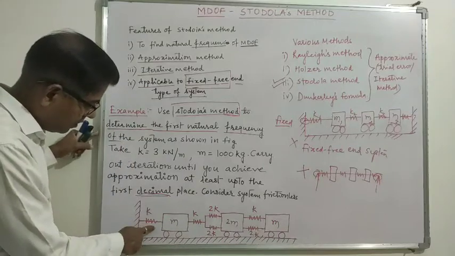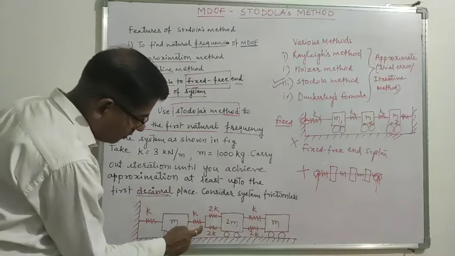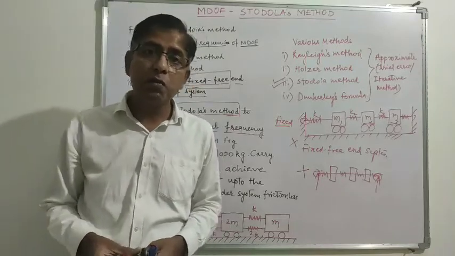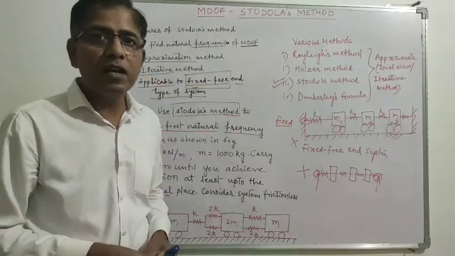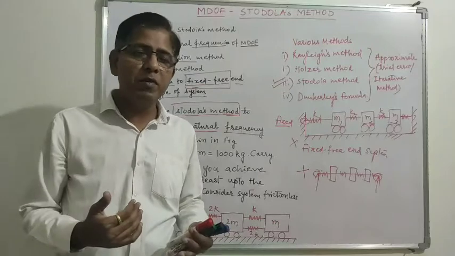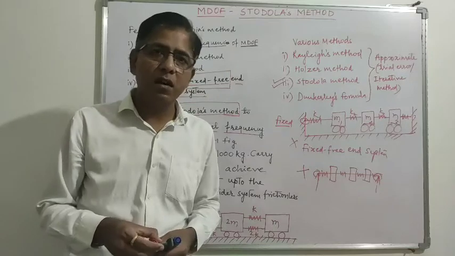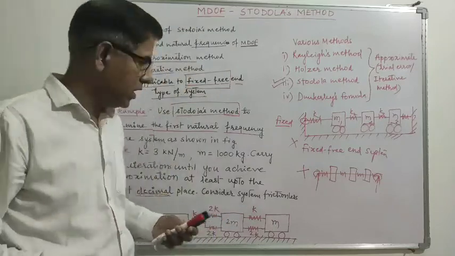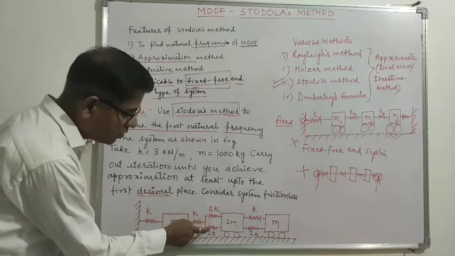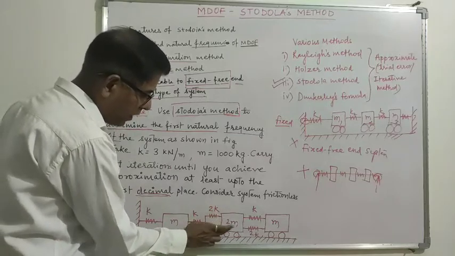Here one spring is there which has a stiffness of k. Now between m and 2m there is a combination of springs. We have already learned how to find the equivalent spring constant when there are combinations of springs. Springs may be attached in parallel, or they may be attached in series, and we learned how to find the equivalent stiffness. Here this spring is in series with the two parallel springs, so you need to find the equivalent spring constant between m and 2m.